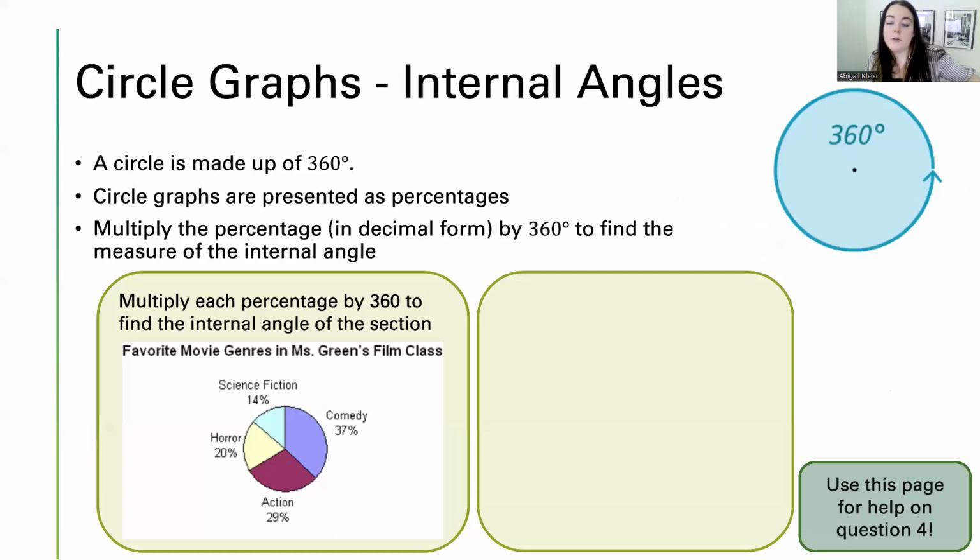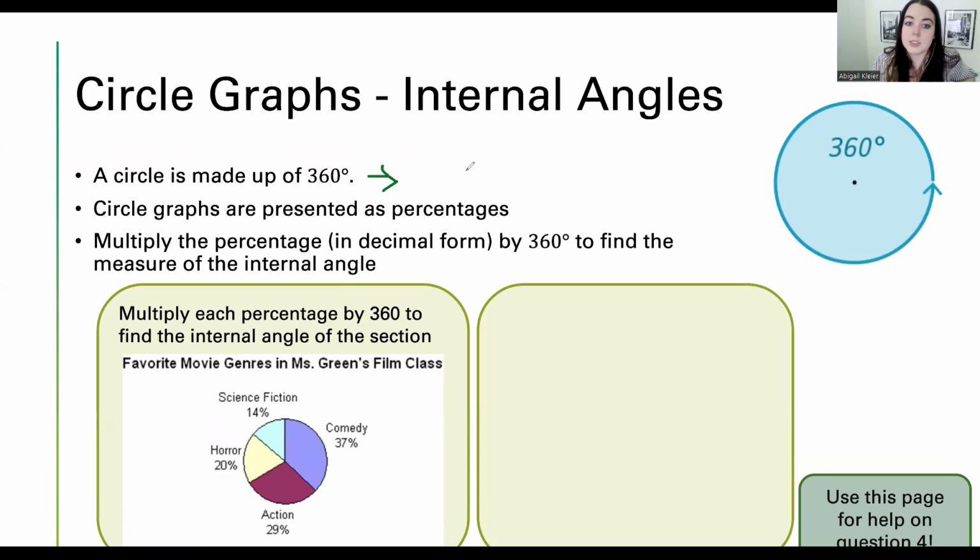Next, we have circle graphs and calculating internal angles. So we're going to discuss a few different things about circle graphs, and then we'll solve a practice problem. So the first important aspect of a circle graph is that any circle is made up of 360 degrees. So with this particular standard in question, if we're trying to calculate the internal angle of a particular sector of our circle graph, we know that it has to be less than 360 degrees because 360 degrees is the entire circle. So that's just some information that we can use to check our work.